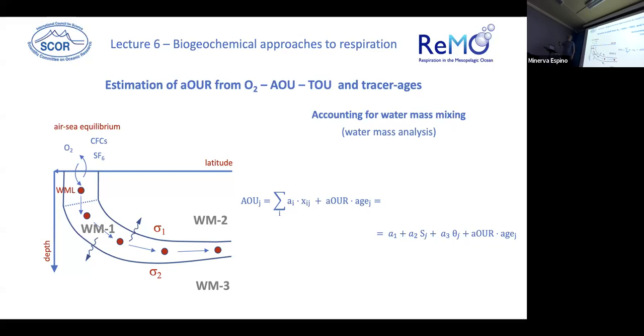Well, and another way of doing it much faster is just making a direct correlation of apparent oxygen utilization with salinity, with temperature and age directly. And the coefficient of age is the apparent oxygen utilization independent of water mass mixing.